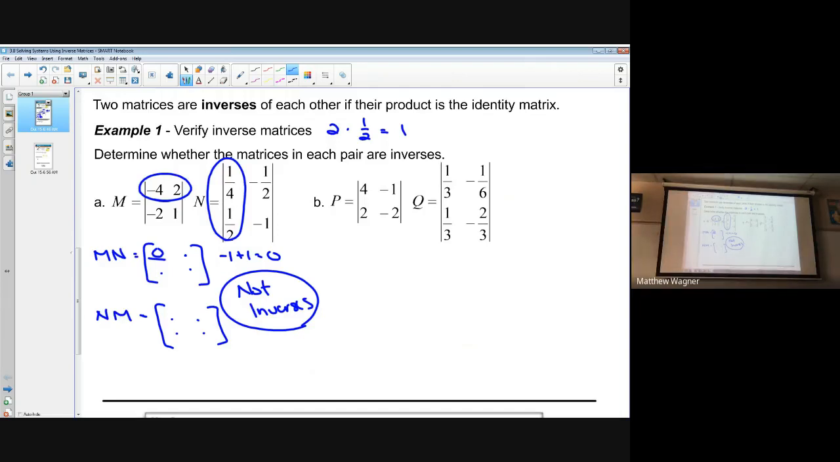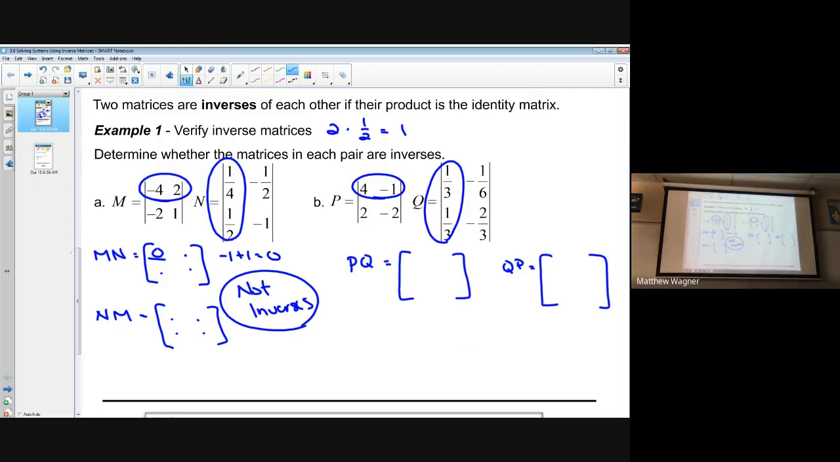Make sure you do check both ways, MN and NM. You need to verify both do equal the identity. If both products equal the identity, then you know they are in fact inverses. So let's do the same on the next one. We want to find PQ and we want to find QP. All right. So we go across and down. So we have 4/3 minus 1/3 is 3/3. We go across and down. We have -4/6 and +2/3, which is 0.